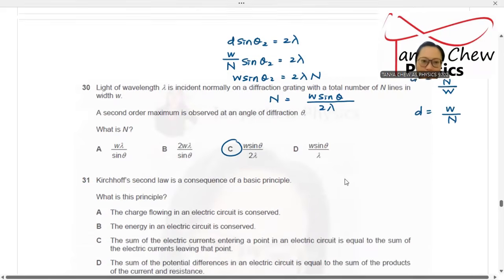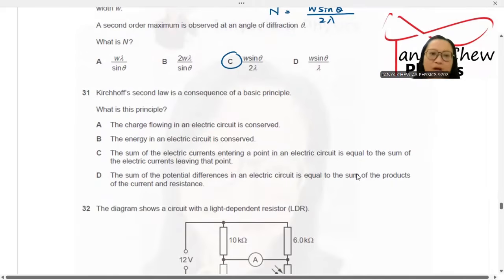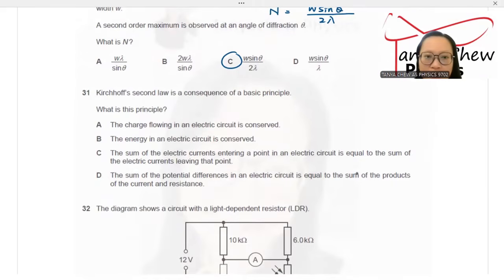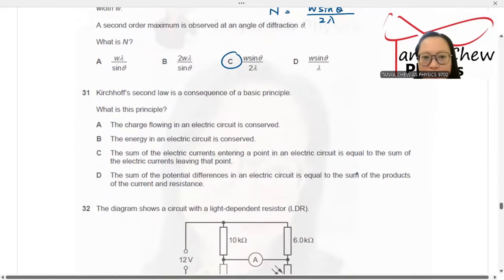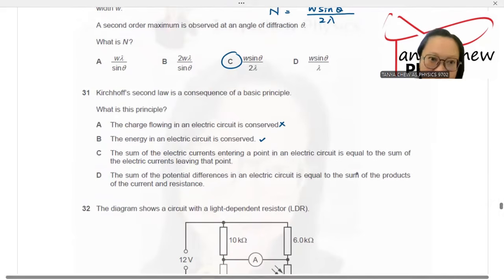Number 31, Kirchhoff's second law is a consequence of a basic principle. What is the principle? A, the charge flowing in an electric circuit is conserved. That is more in Kirchhoff's first law. B, the energy in an electrical circuit is conserved. That is what Kirchhoff's second law is, right? Principle of conservation of energy.